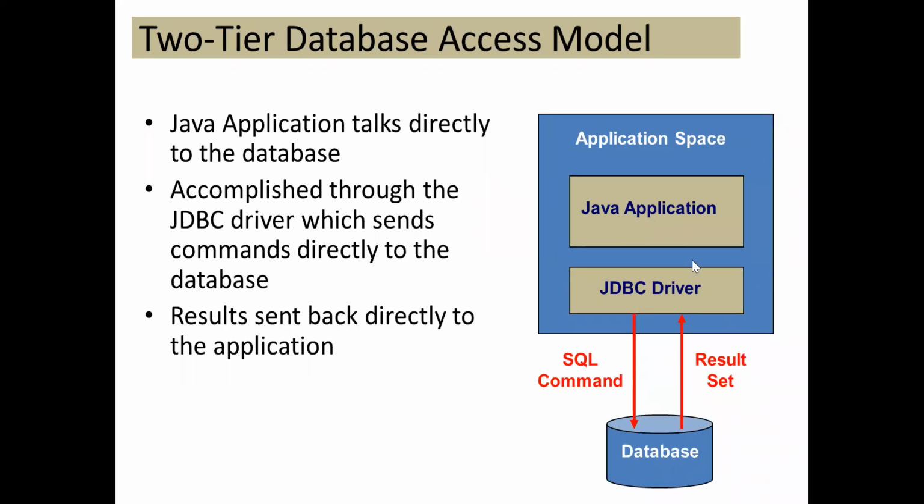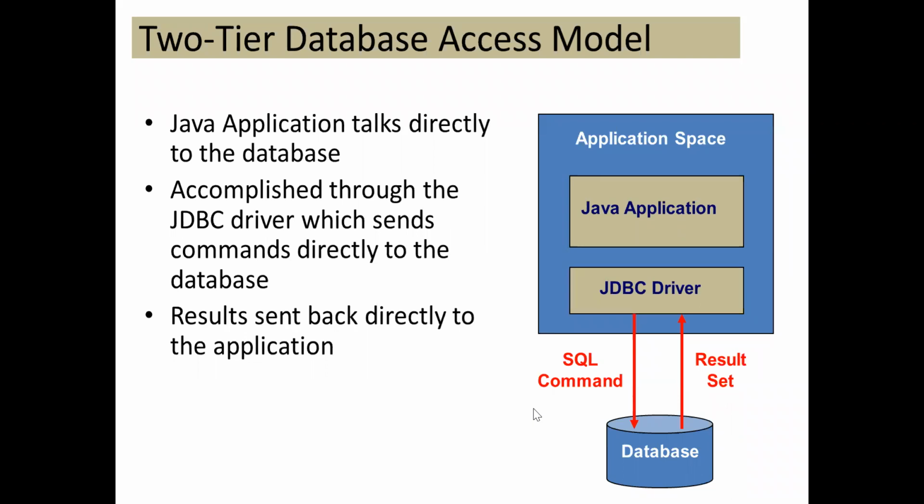So two-tier means that in the application, there is the Java application, and once the Java application is accomplished, then we go through the JDBC driver. Once the JDBC driver loads directly to the database, then I have to write some commands which are sent to the database, and once the result is obtained, it will come in the result set. So this we can call a two-tier database access model. We can see in the diagram that there are only two tiers of the model.